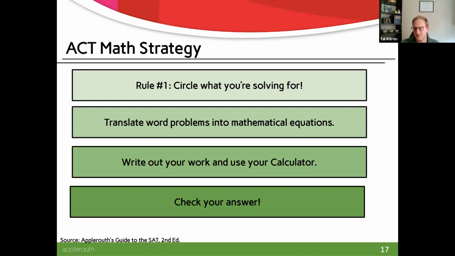And then check your answer. This is kind of an iffy one. We might not have time. So when appropriate, sure, check your answer, make sure it's logical, but often we just have to move to the next thing. So check your answer if you have time.